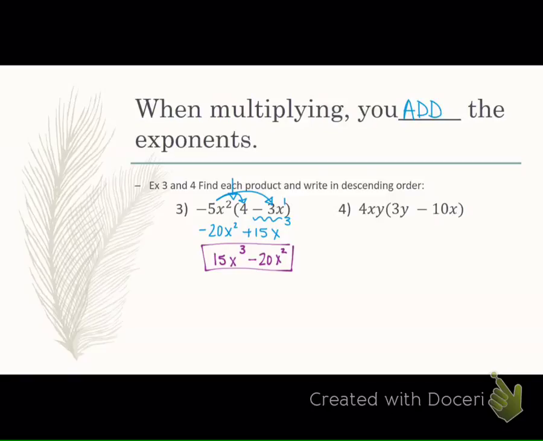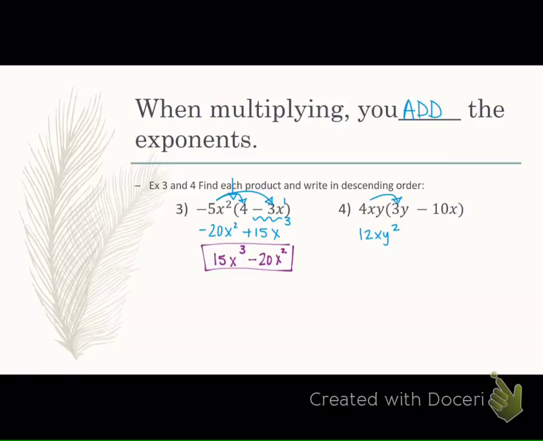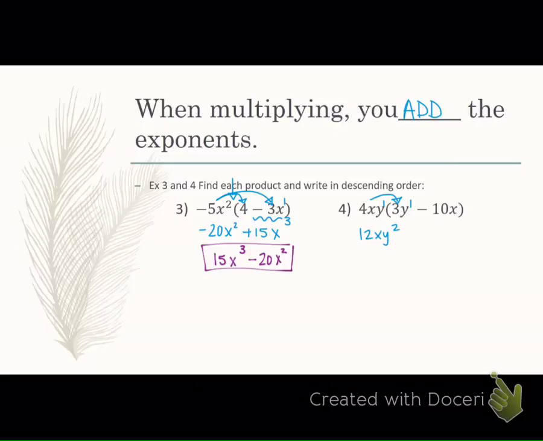What is 4xy times 3y? I'm going to keep that in alphabetical order. It doesn't matter if you write it the other way, I just like mine in alphabetical order. So 12xy squared. Notice the x does not have anything to combine with, so that's why it stayed x. Y times y, 1 plus 1, is 2.